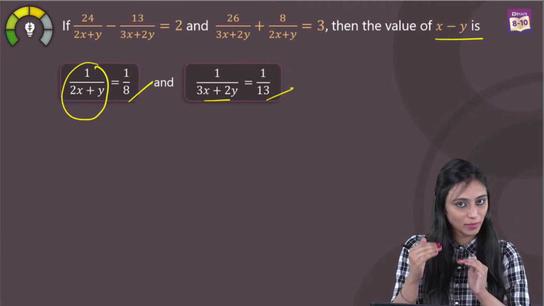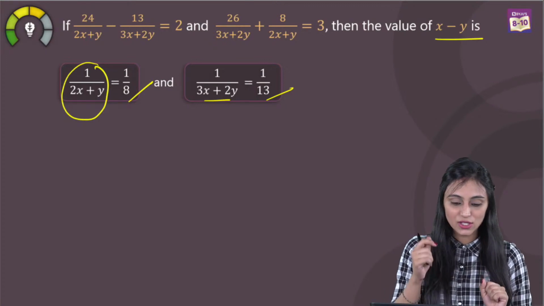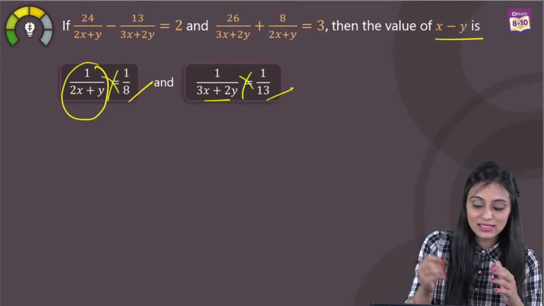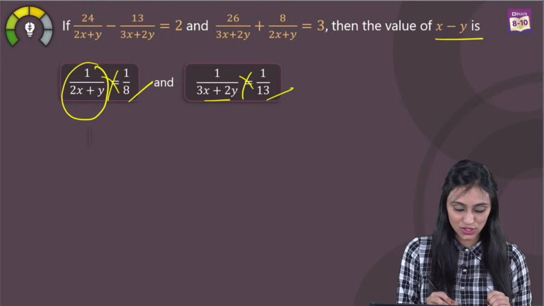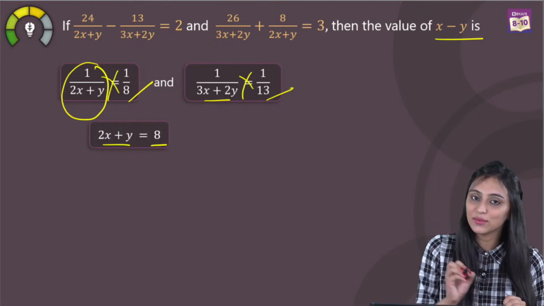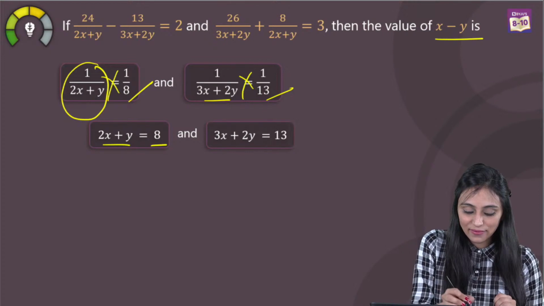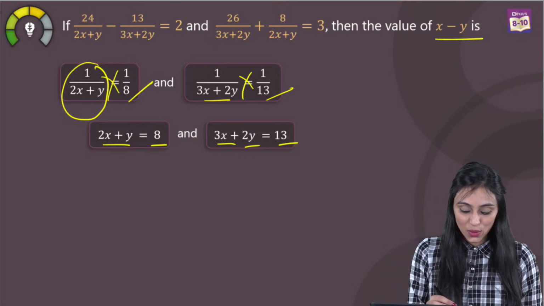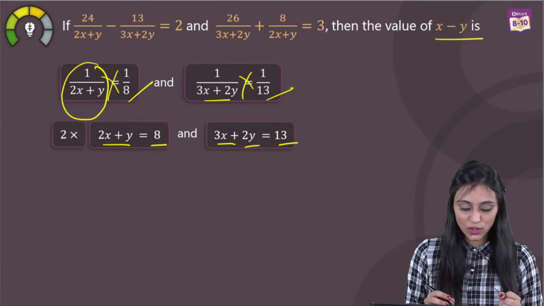Q was 1 by 13 over here. Okay, so that means now we will cross multiply them and simplify them to form the equations. So we get 2x plus y equals 8, and here we have 3x plus 2y equals 13, right? So on solving these equations, what do we get here?